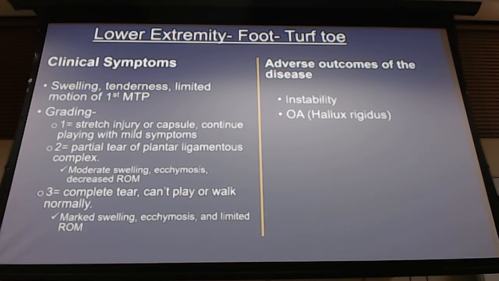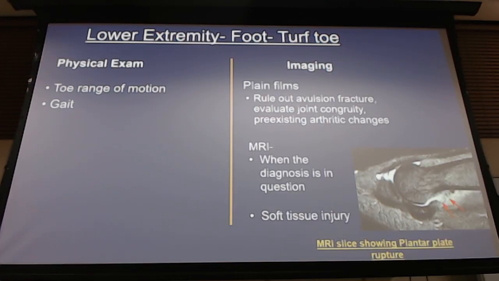In the case of a grade 1, in which there is just a stretch of the capsule and mild symptoms, they can continue playing with limitations, right? Grade 2s might have some swelling and ecchymosis, plus or minus decreased range of motion. Then you have to take them off. A grade 3, can't walk, absolutely marked swelling. You can tell that there is something wrong. There's a fracture, or there's rupture of the capsule or the muscle, or an avulsion of the bone, and so you take them off the field. If you don't treat these and they go on for a long time, then they will develop osteoarthritis in the end. Bad thing.